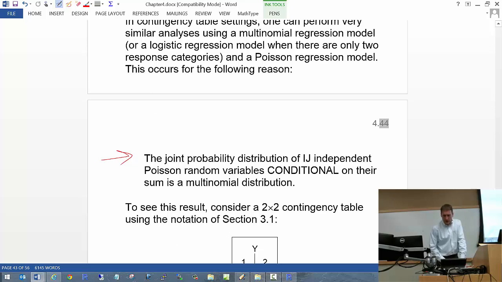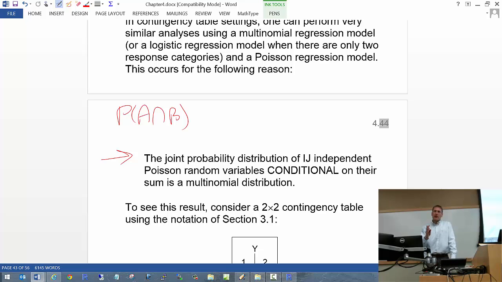The joint probability distribution of ij independent Poisson random variables. So what do I mean by joint probability? Well, in your very first stat course, you talked about the probability of some event A intersect B. That probability, well, that was a joint probability for the events A and B. Okay, so in this case, the joint probability distribution of ij independent Poisson random variables, all you would have to do is find the Poisson distribution for 1, 2, 3, and so on random variables and just multiply them together.